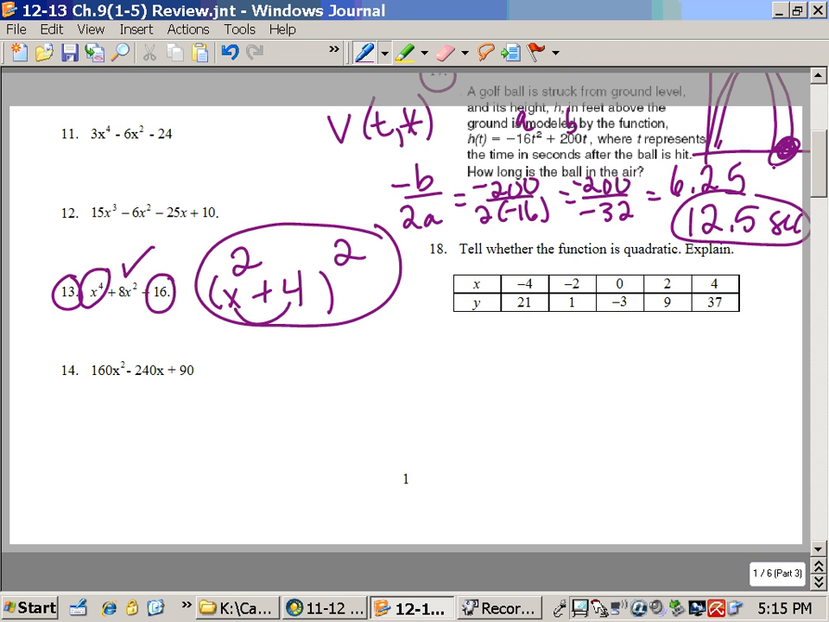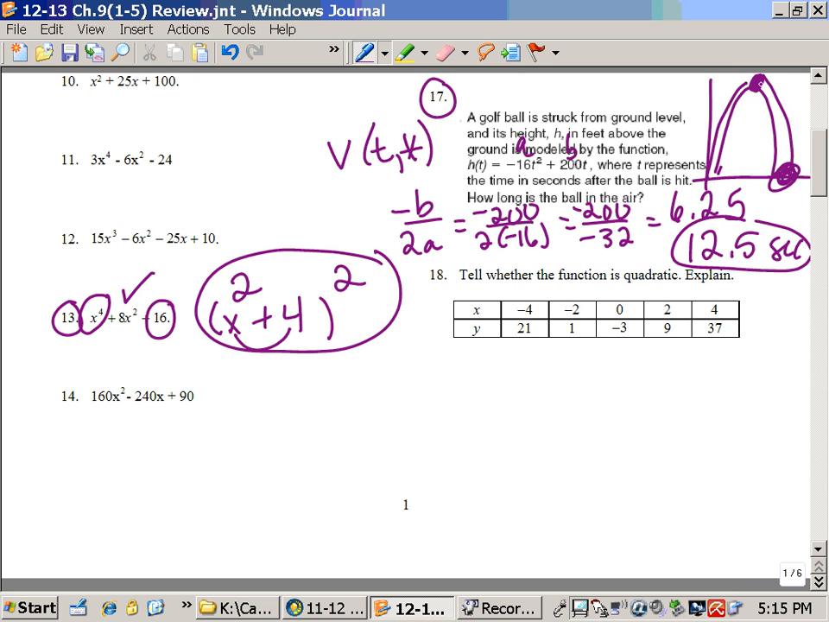Well, the vertex tells you what the highest point is going to be, the time of the highest point. Since the vertex is halfway in the middle, then I have to double the vertex, and that will tell me when it hit the ground.